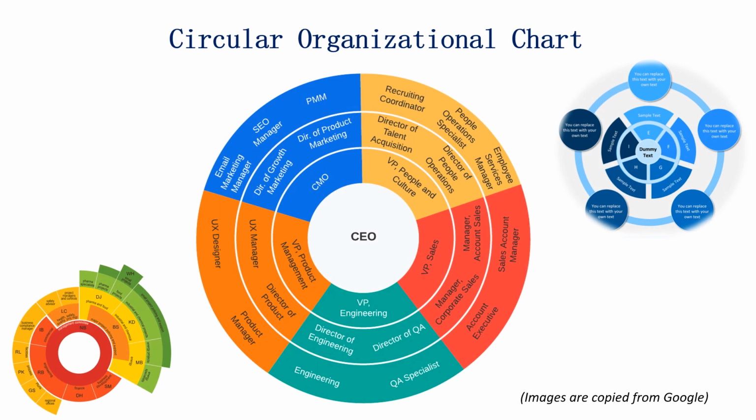A circular organizational chart is an alternative to the standard hierarchical organizational chart. But like all organizational charts, it visualizes the organizational structure of the hotel to show the information like who reports to whom and to which department each employee belongs.